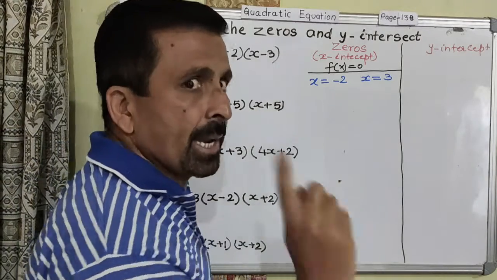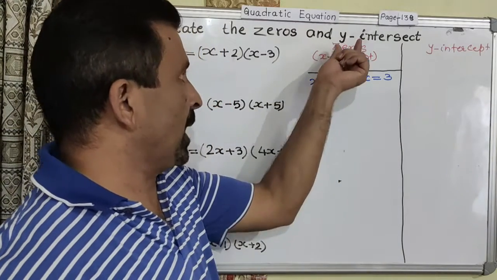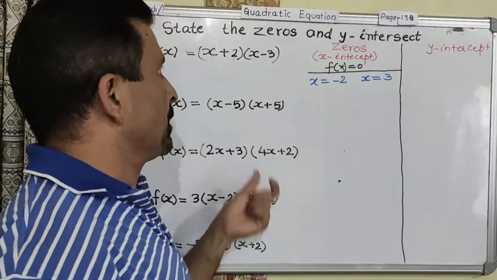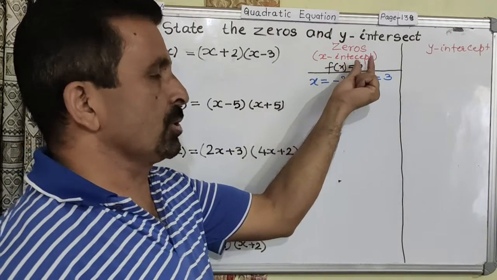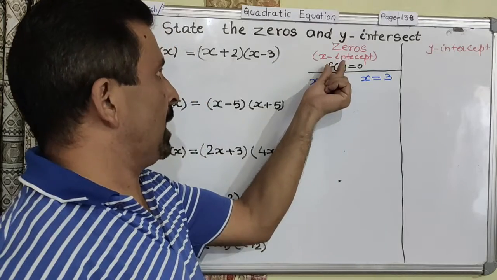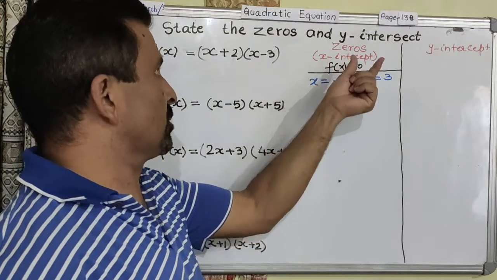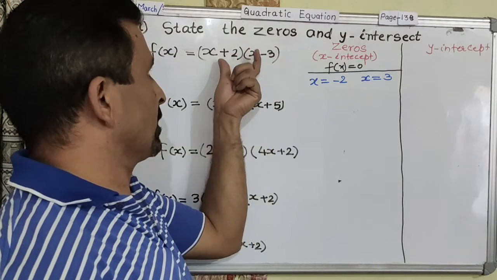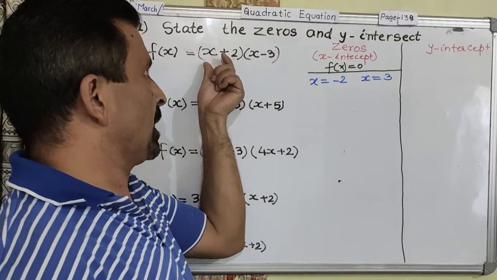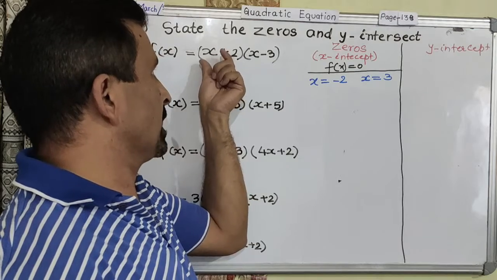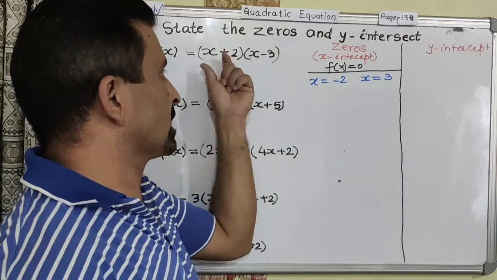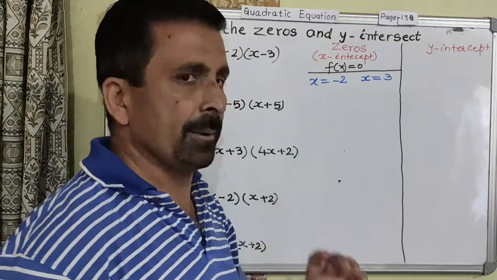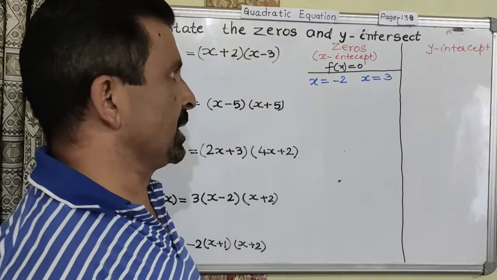What did we do? Again I am reminding you, to find the zero or x-intercept for any equation, we always take f(x) as equal to 0. When you take this, f(x) is on the left hand side. So when f(x) is equal to 0, that means the right hand side also is equal to 0. Right? So in the next step, you are equating this to 0, and therefore you are getting the two answers. One by equating this to 0, and then you get x is equal to minus 2. Then you equate this to 0 and you get the value of x as equal to 3. So this is done for this equation.